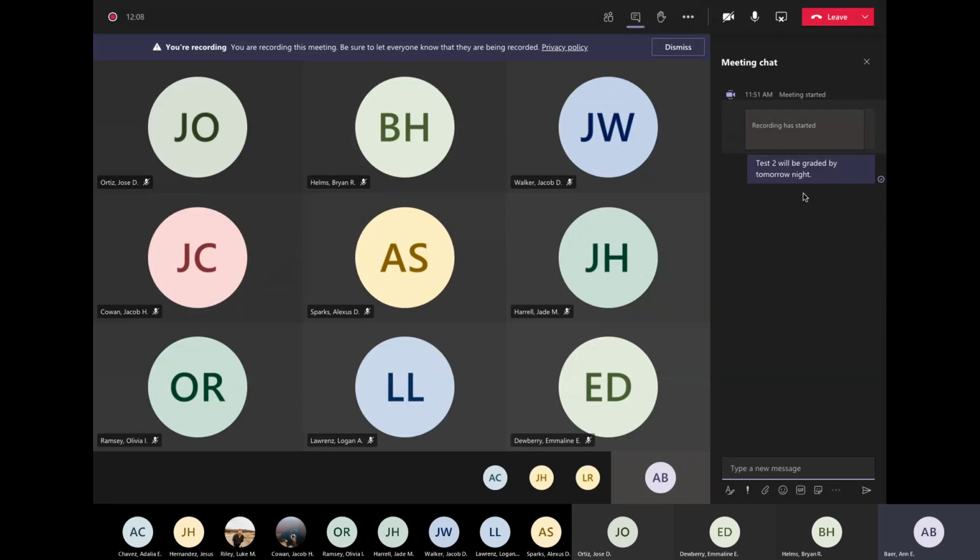So let's get started. We are going to talk about exponential functions today. Exponential functions have a variable in the exponent, hence the word exponential, in a sense. They have the variable in the exponent. So let's get started here.